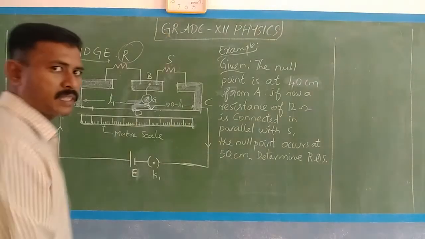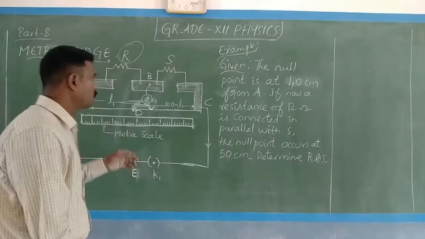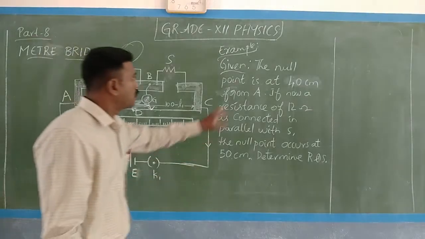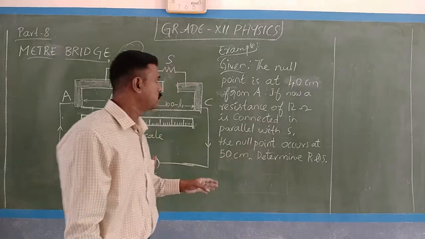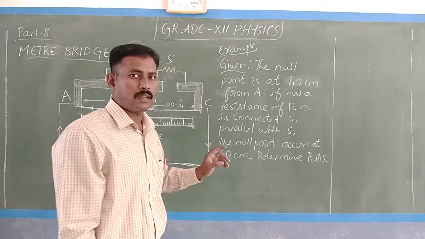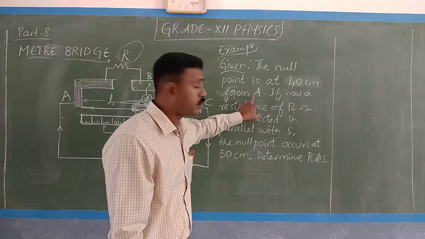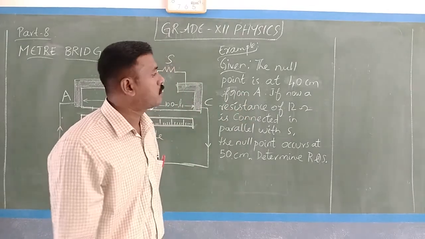Now students, let us discuss a problem which will help you understand the concept. So what is given? The null point is at 40 cm from A. That means L1 is 40 cm from A.